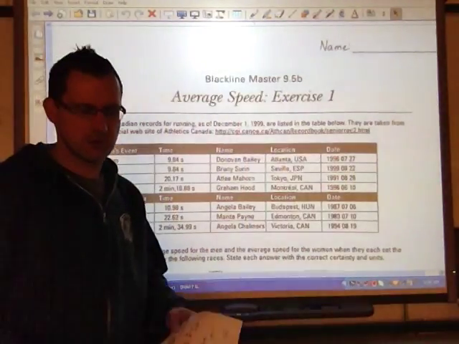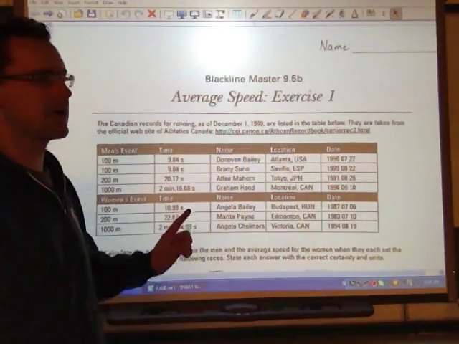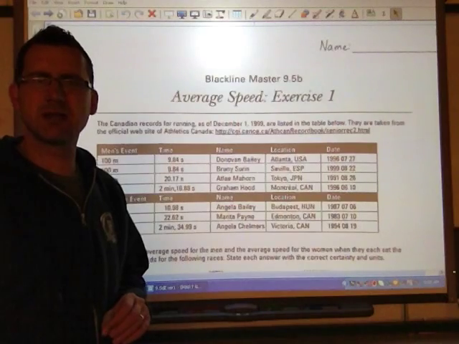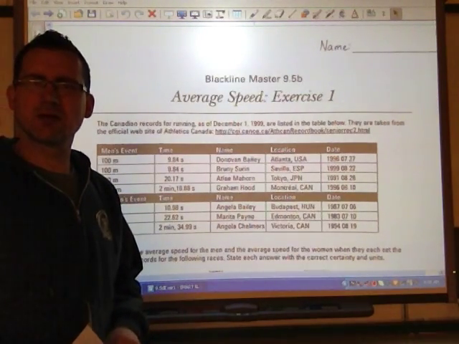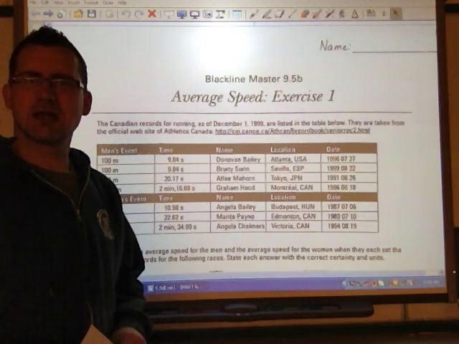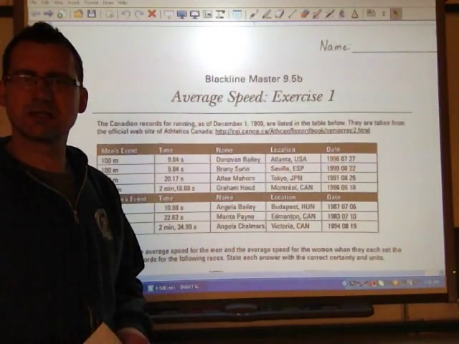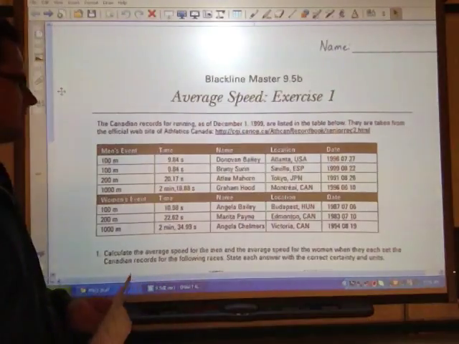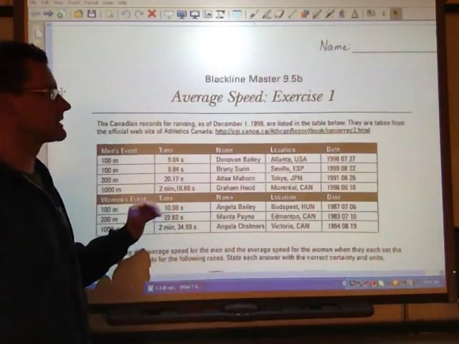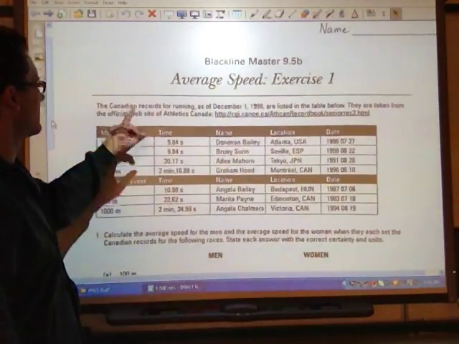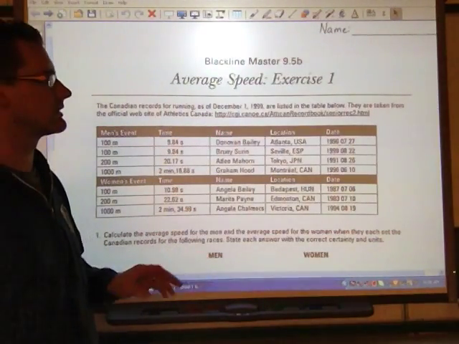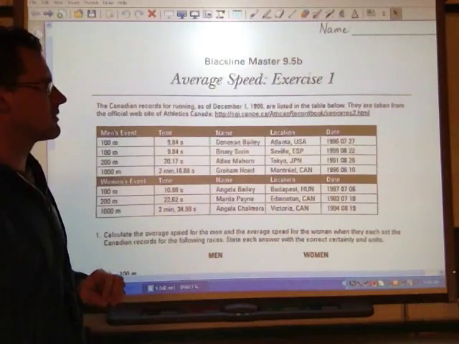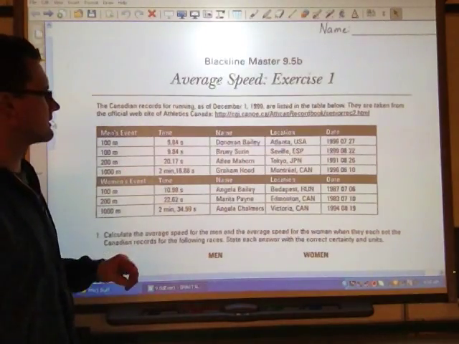Okay, Science 10 people, we're going to look at the Blackline Master 9.5b average speed exercise 1. With this assignment, we'll be going through some calculations, seeing how that V equals D over T formula works, and figuring out speeds of various Olympic runners here. The Canadian records for running as of December 1st, 1999, so the assignment's a little bit old, are listed on the table below. They're taken from the official website of Athletics Canada.